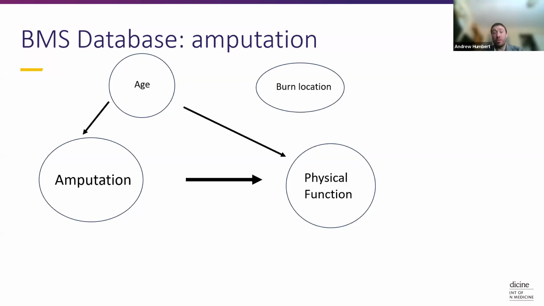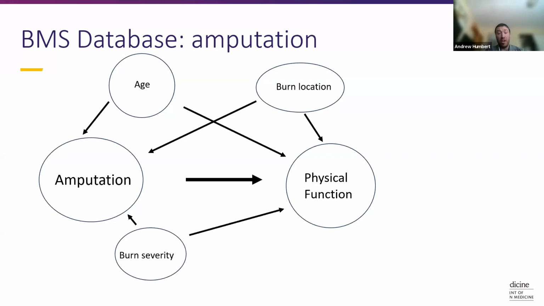We can also consider burn location. I think burn location is going to be highly associated with amputation, or at least injury location in general. I don't think a burn on my face or chest is going to lead to an amputation, but a burn on my feet or arms could potentially lead to an amputation. And again, I think burn location could also have an impact on physical function as well.